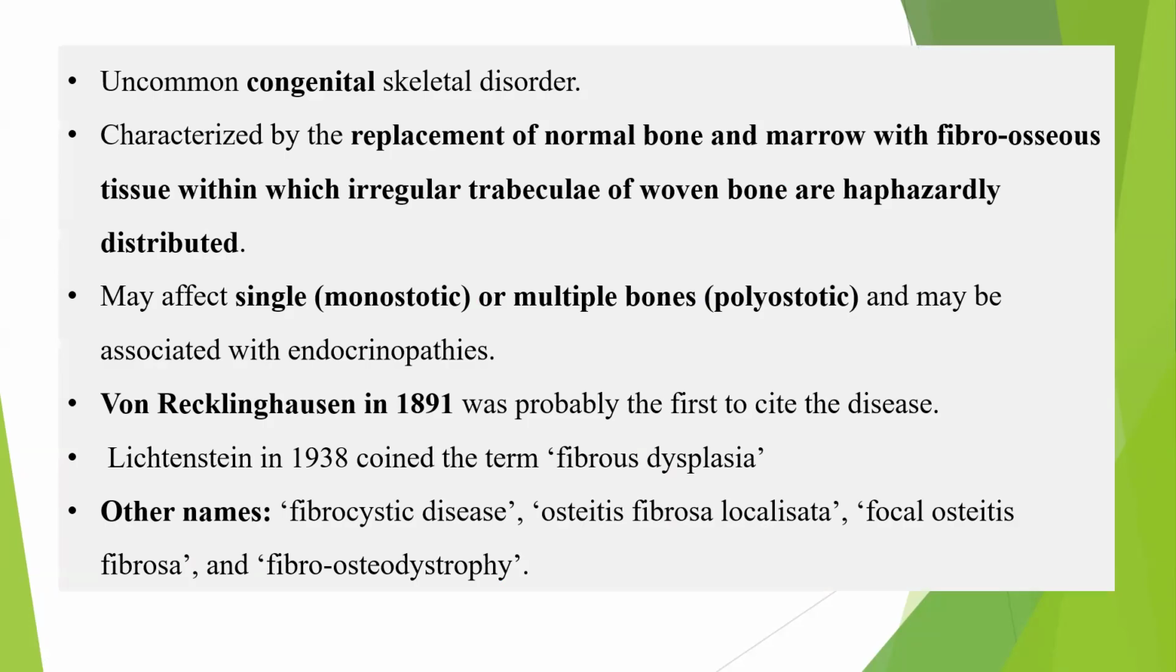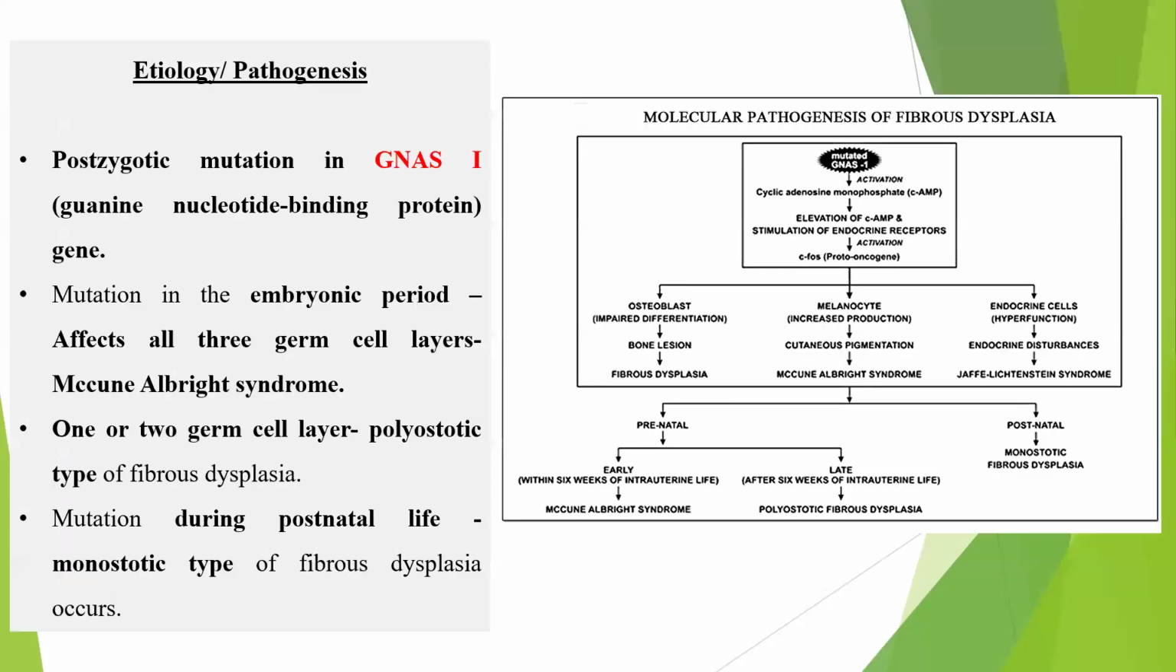Fibrous dysplasia is a congenital skeletal disorder where the normal bone is replaced with a fibro-osseous tissue, which has irregular trabeculae of woven bone that are haphazardly distributed. It can affect either single or multiple bones. Other names include fibrocystic disease, focal osseous fibrosa, fibro-osteodystrophy.